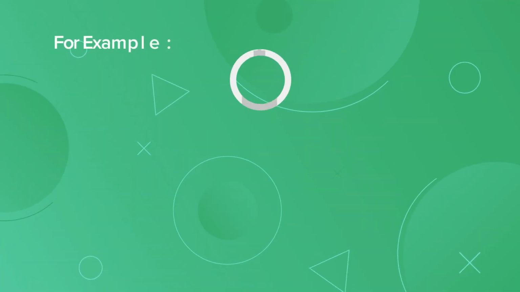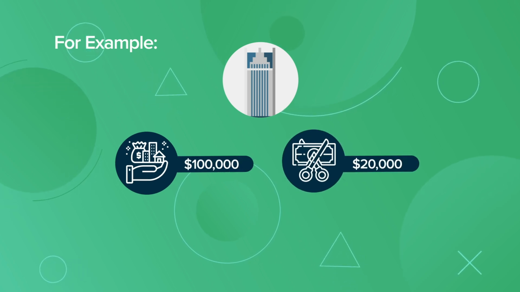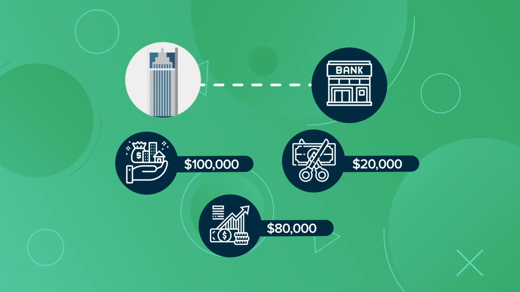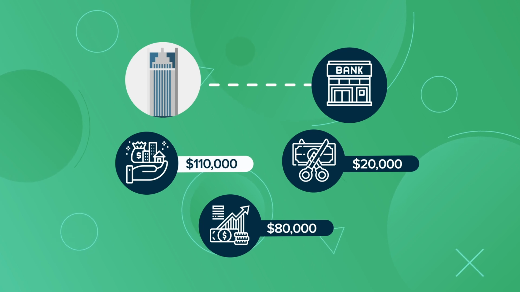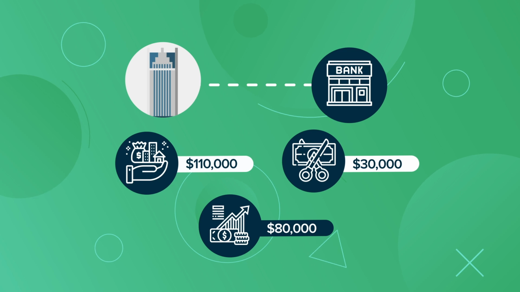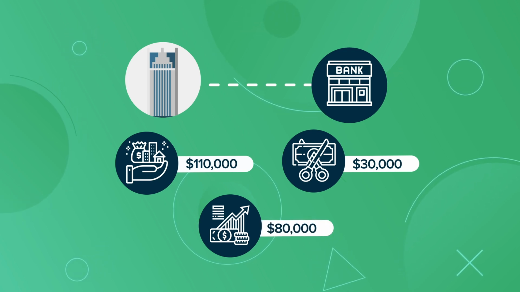For example, Company A has $100,000 in assets and $20,000 in liabilities, resulting in a shareholder equity of $80,000. They take out a $10,000 loan from a bank, so their assets will increase to $110,000. Their liabilities will also increase by the same amount, to $30,000. Therefore, the shareholder equity remains at $80,000.